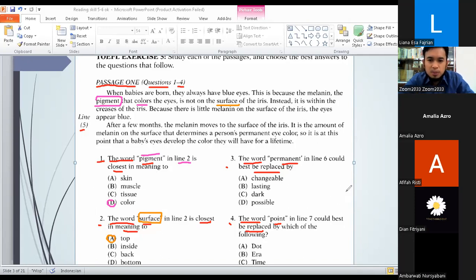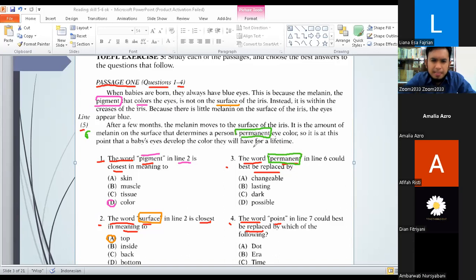So what about number 3? Take a look at number 3. The word permanent in line 6 could be replaced by. Line 6, take a look at this. You have line 5, and then of course this is line 6. The word permanent in line 6 could be replaced by the following. We have this permanent, the person's permanent eye. What's your answer?